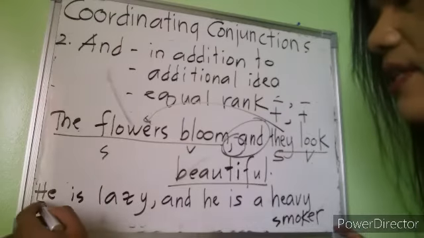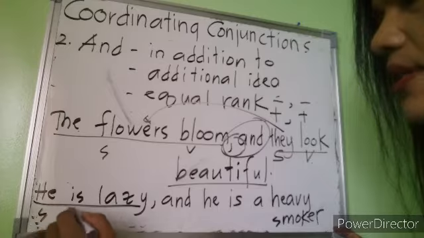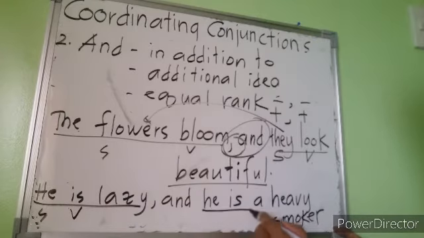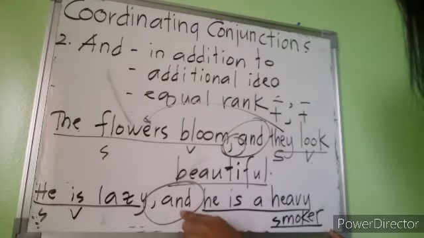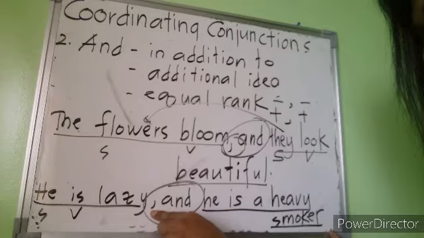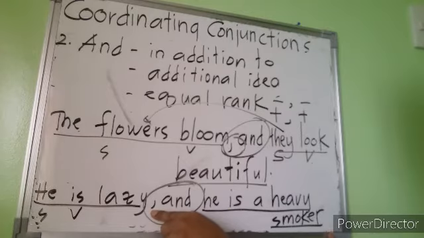So your first sentence here is, he is lazy. So subject and then verb. And the second sentence here is, he is a heavy smoker. And then your coordinating conjunction here is and. Again, there is a comma. I put it there because I wanted to.